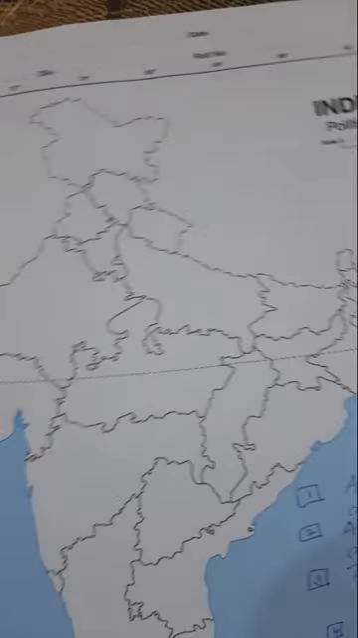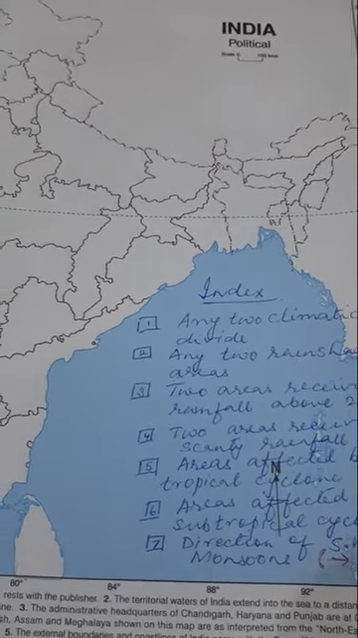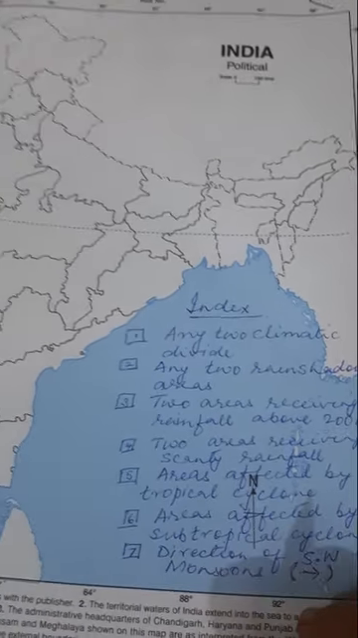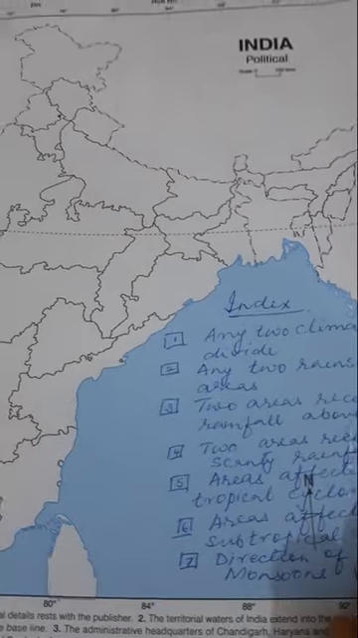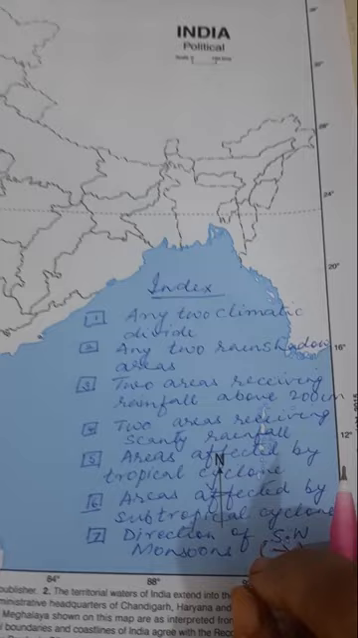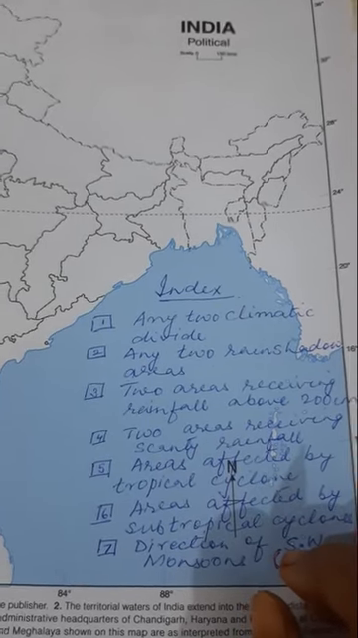Now let us proceed to number 1. Let me start doing the different index locations on the map. So please children, you draw along with me. So the number 1 is any 2 climatic divide.